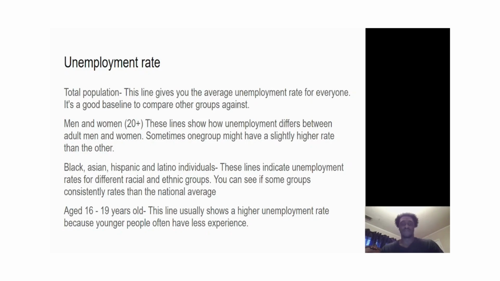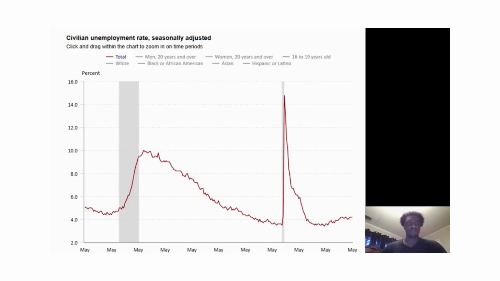Black, Asian, Hispanic, and Latino individuals. These lines indicate unemployment rates for different racial and ethnic groups. You can see some groups consistently raise the national average. Age 16 to 19 years old. This line usually shows a higher unemployment rate because young people often have less experience.